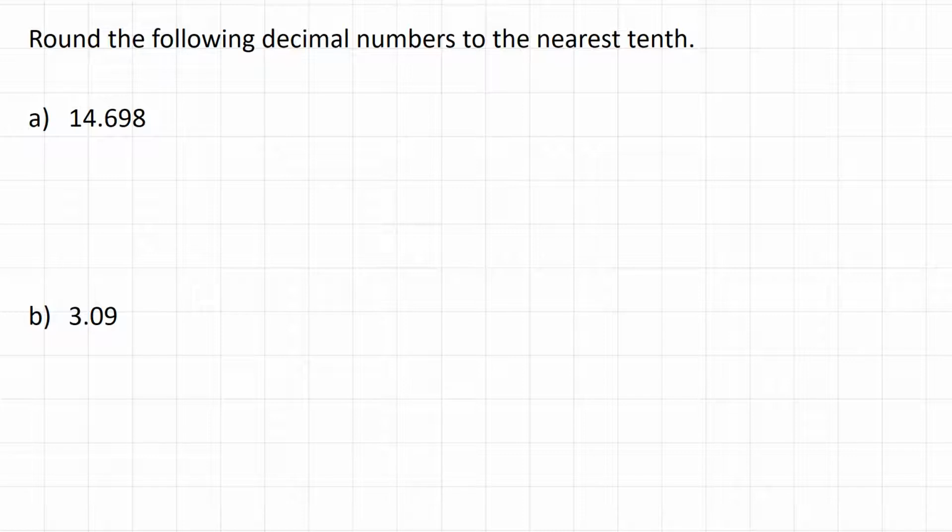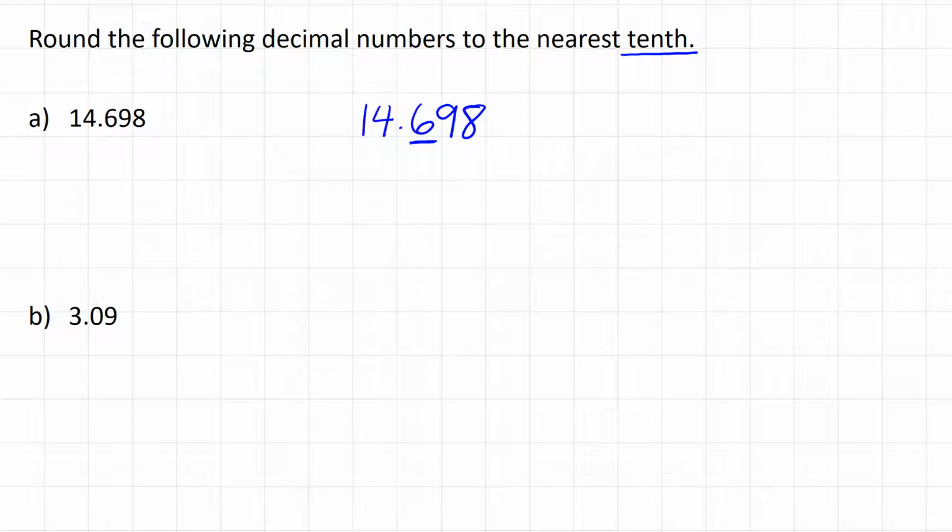So in our first example, we want to round the following decimal numbers to the nearest tenth. So I'm just going to underline tenth so we know where we're rounding to. And let's look at this first one. So we have 14 and 698 thousandths. So I want to round this to the nearest tenth. So I'm just going to write this decimal number out over here. 14.698. I want to round to the nearest tenth.